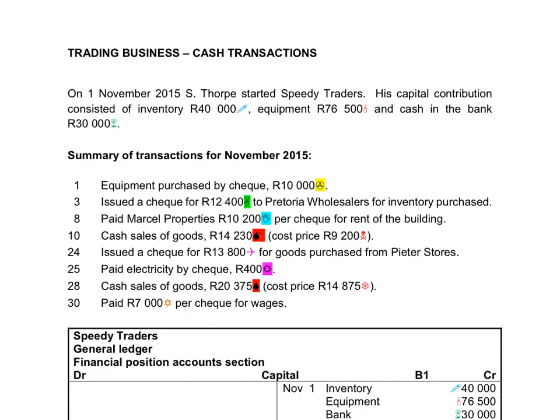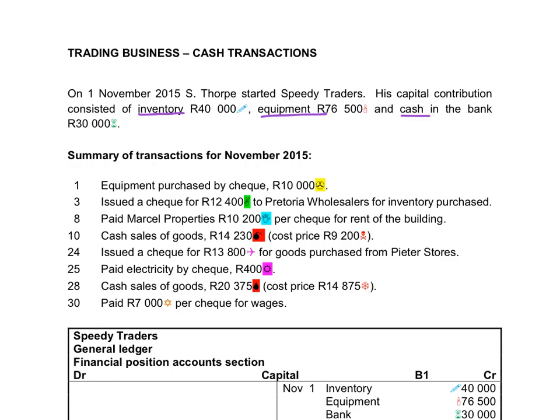Good morning. We will pay attention to the trading business and cash transactions today. On 1 November, S. Thorpe started Speedy Traders. His capital contribution consisted of inventory, equipment, and cash in the bank. So it means all three of these assets were brought into the business.